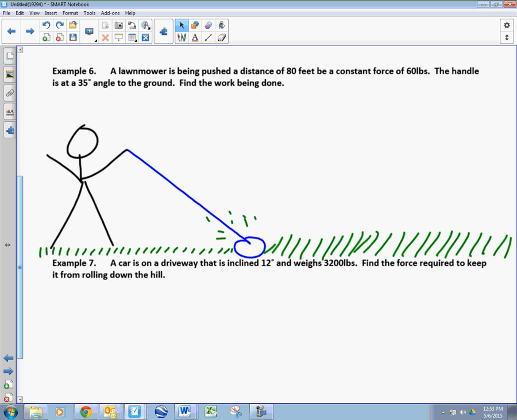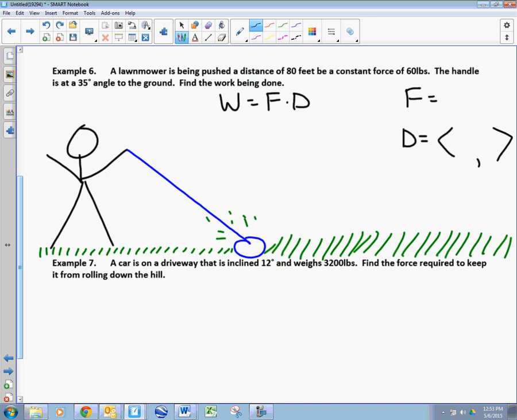The lawnmower is being pushed a distance of 80 feet, at the handle at a constant force of 60 pounds. The handle is at a 35-degree angle to the ground. Find the work being done. Work is equal to force times distance. I need a vector for force, and I need a vector for distance.